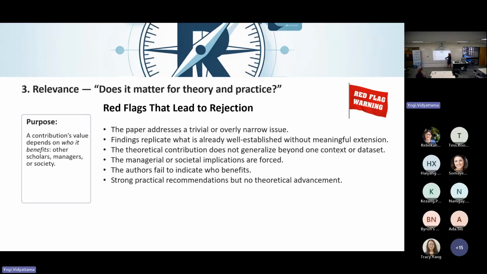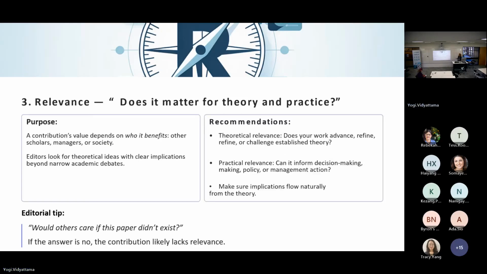And strong practical recommendations, but no theoretical advancement. And that's kind of the other side of things, right? It's very practical, but the theory is lacking. That is another side of the story. So, theoretical relevance, you want to make sure, does your work advance, define, challenge, establish theory? From a practical side of things, can it inform decision-making? Can it help managers do their job better? Can it inform policy and how we can define the policy and the management action moving forward?